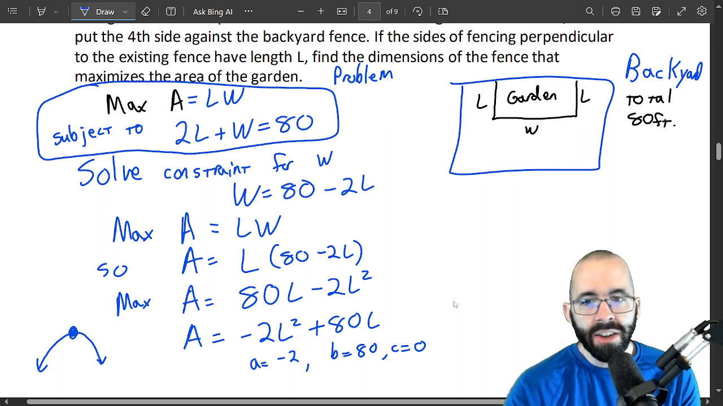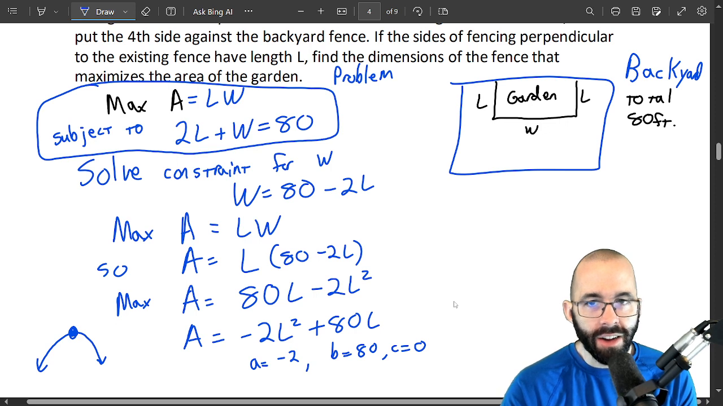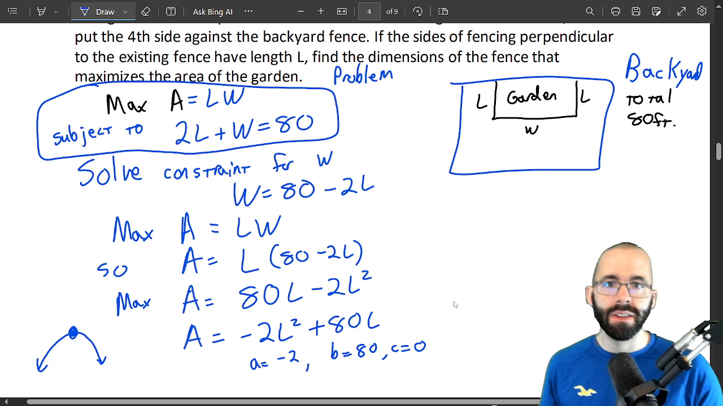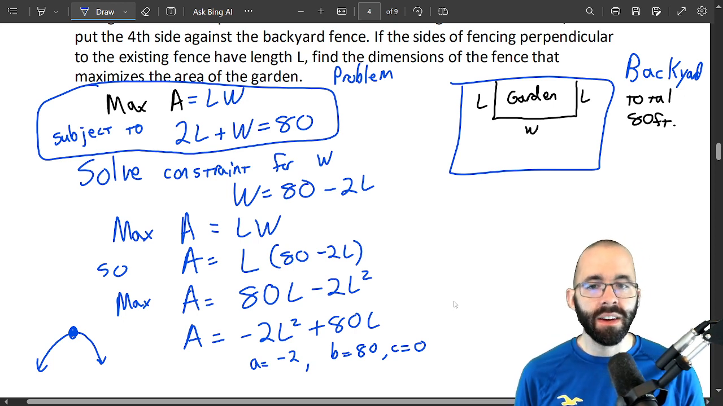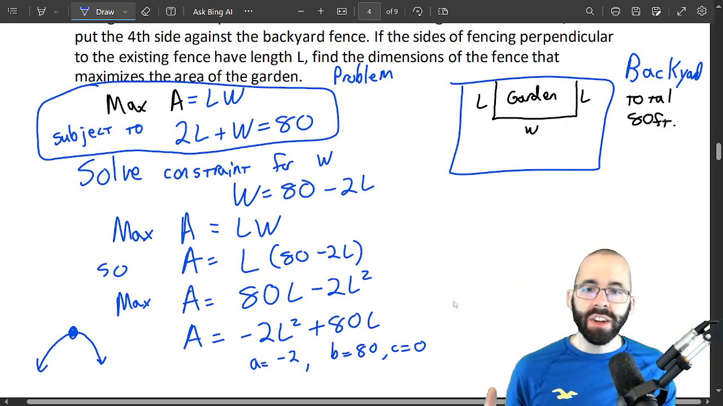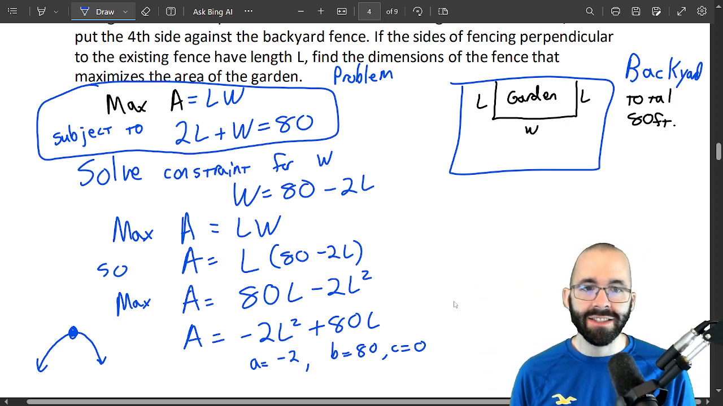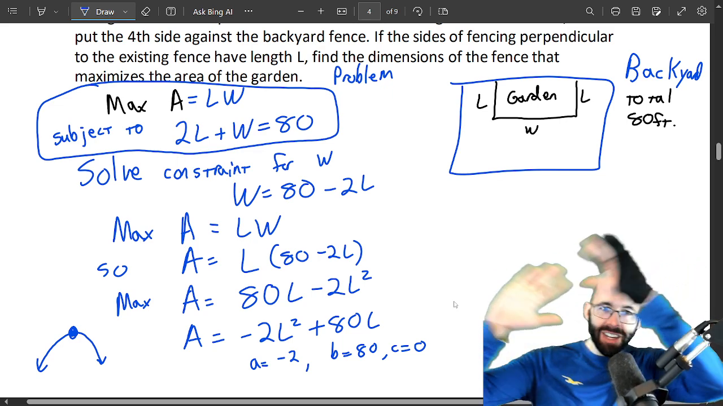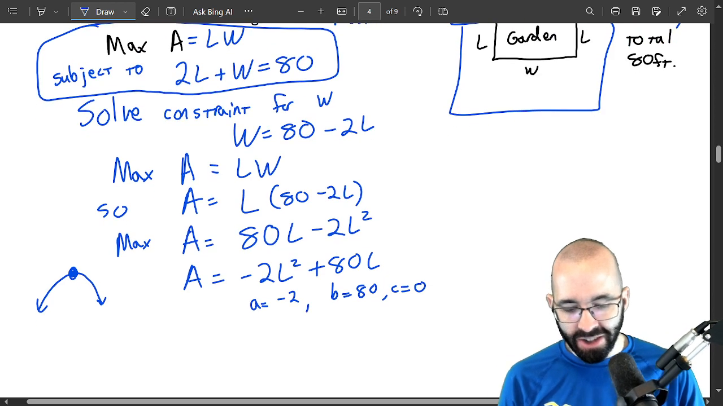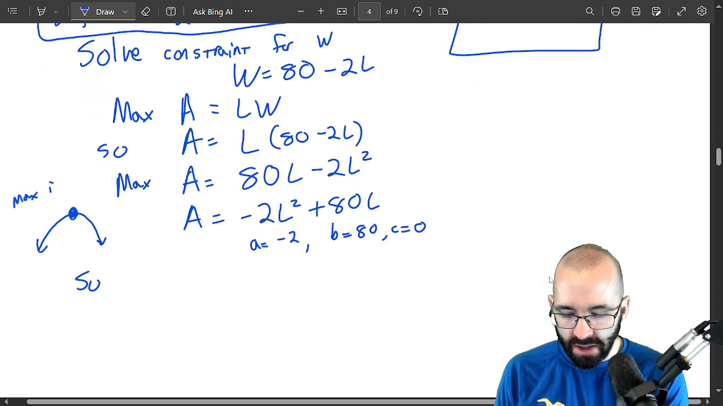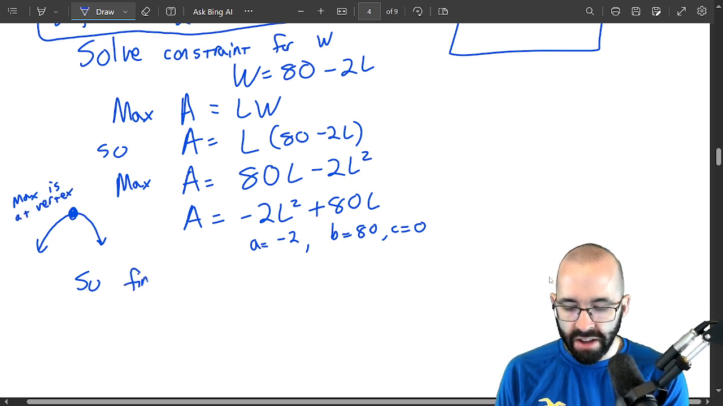Where's the biggest function value? Function value is the output. It's the y coordinate on the graph. So if you have a graph that's opening downwards, the biggest the graph ever gets is at the vertex. We know how to find a vertex. It's all coming together right here. So let's find the vertex. The max is going to be at the vertex.